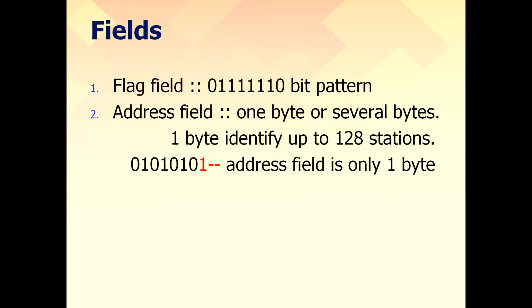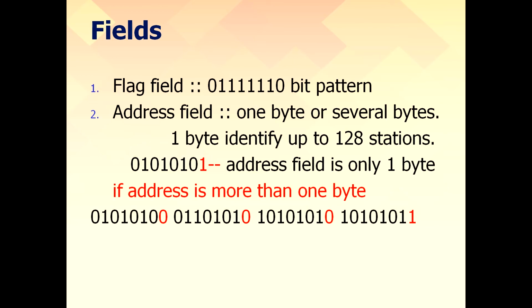In larger networks, they require multiple byte address fields. If the address field is only 1 byte, the last bit is always a 1. If the address is more than 1 byte, all bytes but the last one will end with 0. Only the last bit of the last byte will end with 1. Ending each intermediate byte with 0 indicates to the receiver that there are more address bytes to come.